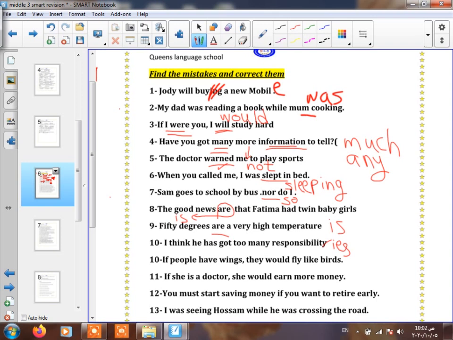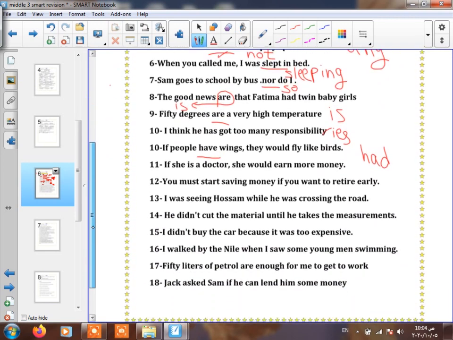So number 10. If people have wings, they would fly like birds. So this sentence is an if conditional, the second type. So if people had wings, they would fly. Okay, number 11. If she's a doctor, she would earn more money. So here I have the action, if she's a doctor. So this is a second condition as well. So if she were a doctor, she would earn more money.